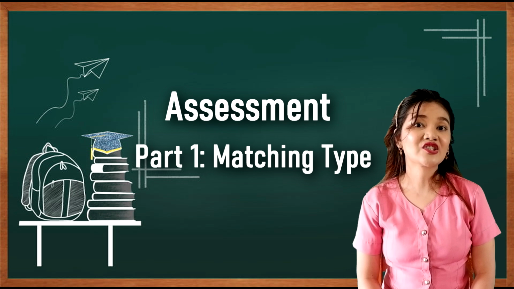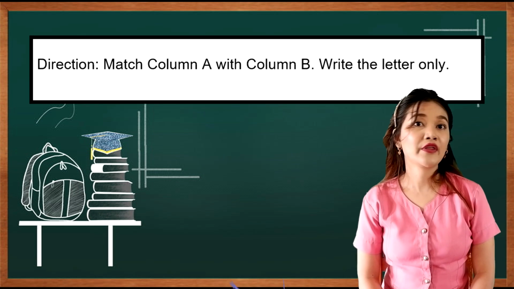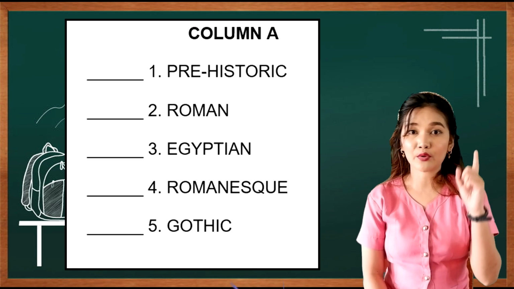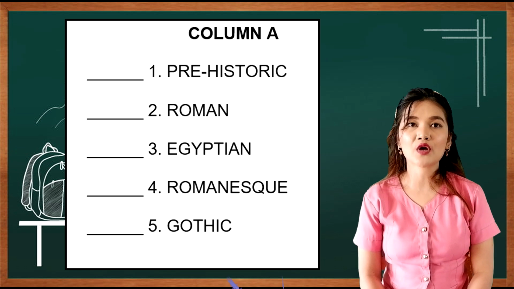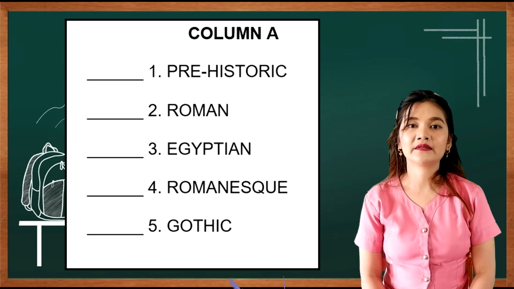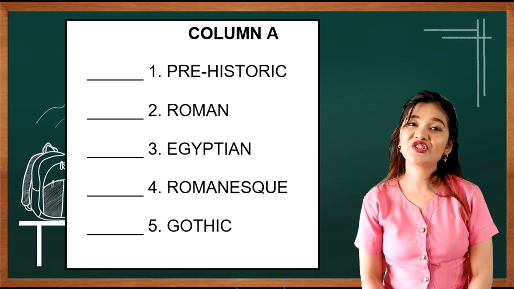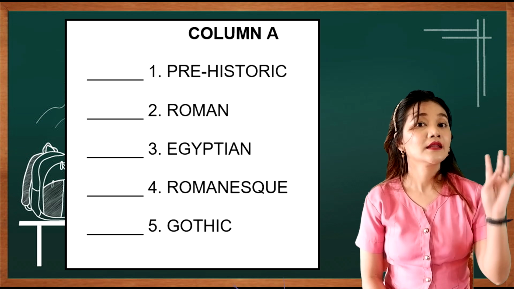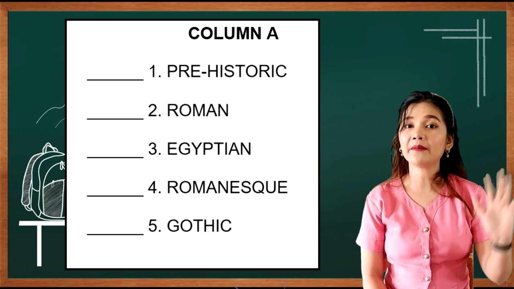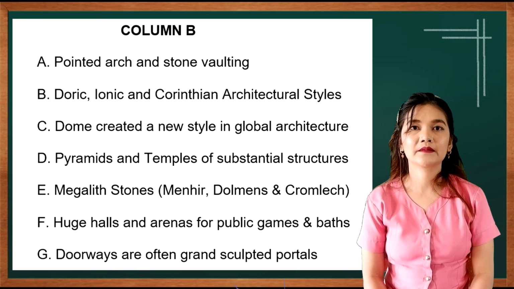Part 1. Matching type. Direction: match column A with column B. Write the letters only. Column A. Number 1. Prehistoric. Number 2. Roman. Number 3. Egyptian. Number 4. Romanesque. Number 5. Gothic.